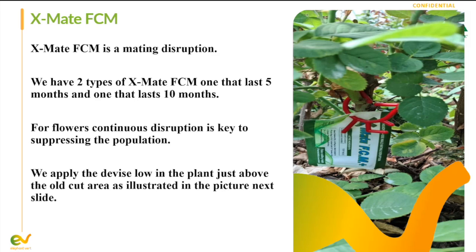So what's important here for the control of FCM in highly susceptible crops like flowers, continuous disruption is key. You get 90% control on 1,000 moths. When 1,000 moths become 100 moths, 90% control leaves you with 10 moths. And if you continuously suppress the population like that, you will have a much more successful control of a highly phytosanitary pest.